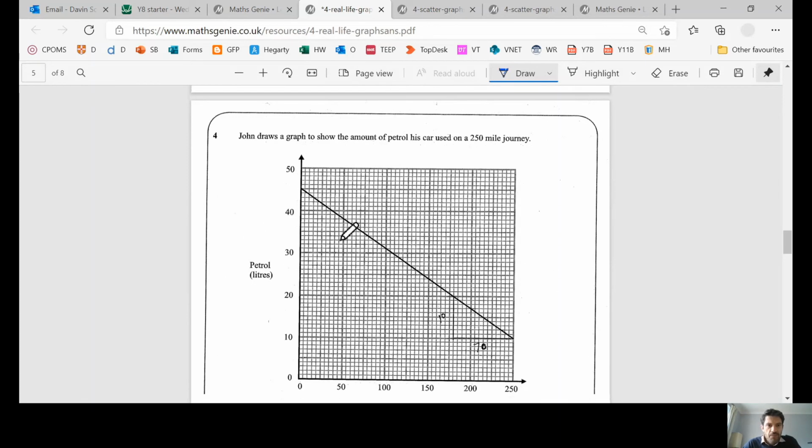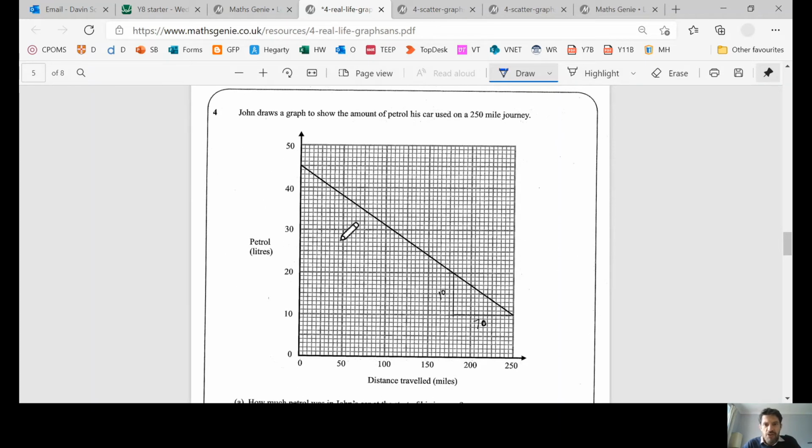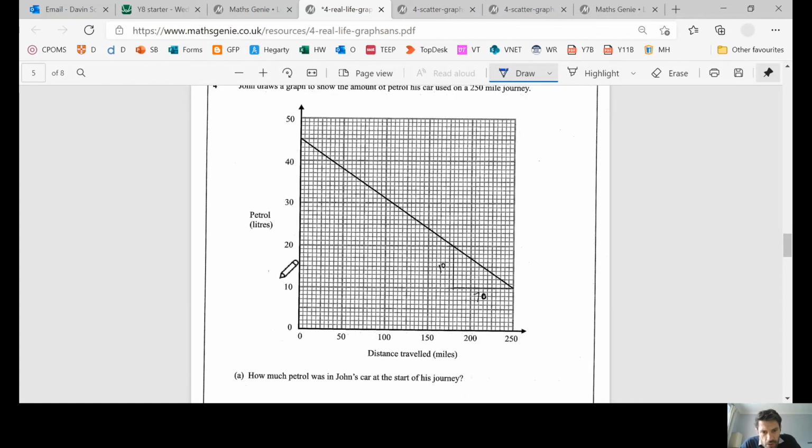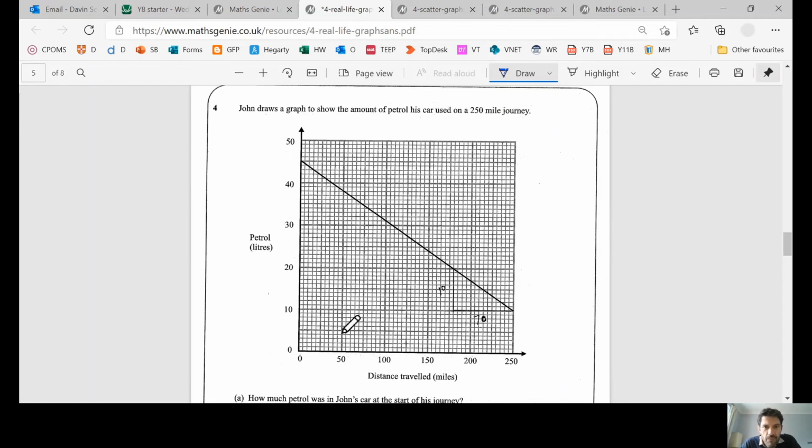No. Right. John draws a graph to show the amount of petrol his car used on a 250-mile journey. So before you get to the questions, let's understand that graph, because first of all, it's going down. It's a negative gradient. Like, ooh, okay, that's different. So petrol, so it's the amount he used. So as distance increases, the petrol, oh, okay, look.